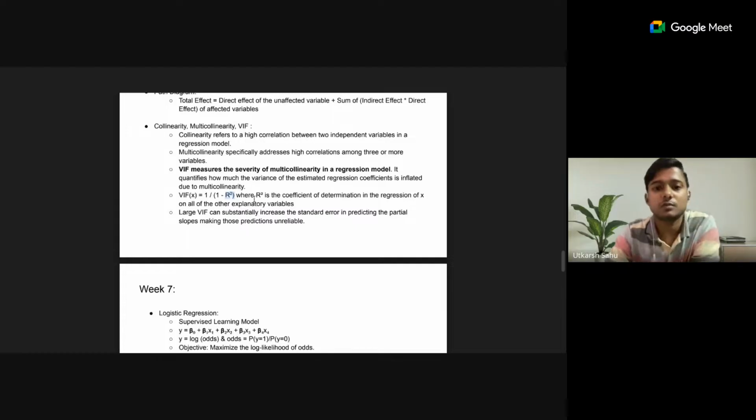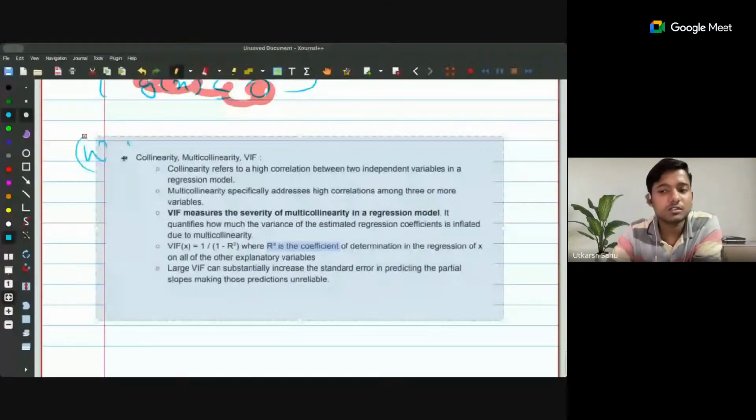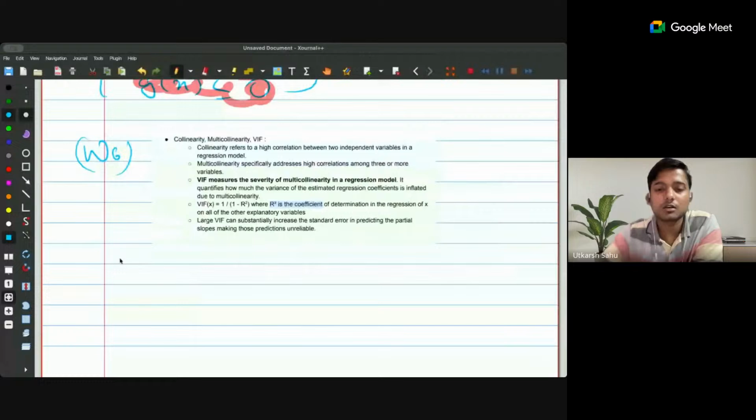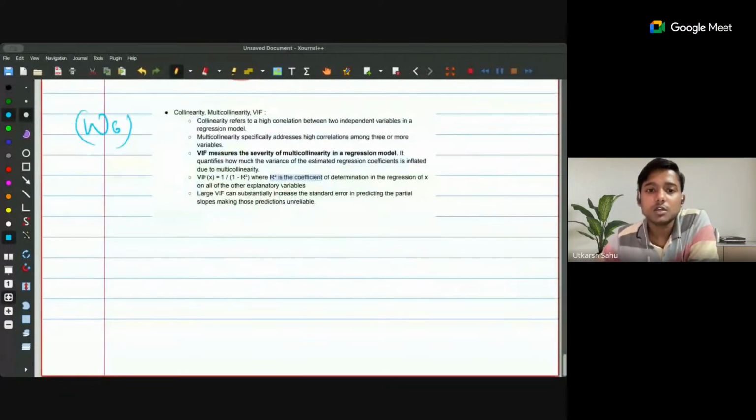So let me take a screenshot of this one and go back to our notes. And if anyone is having any doubt, then they can raise the hand and we can answer that. So collinearity and such definitions, they ask.